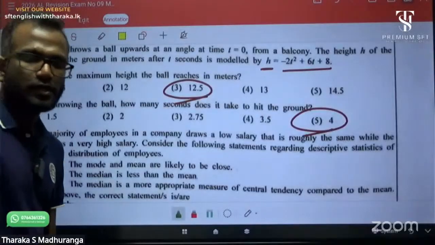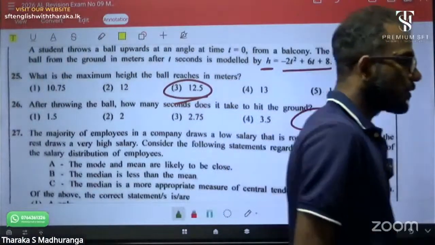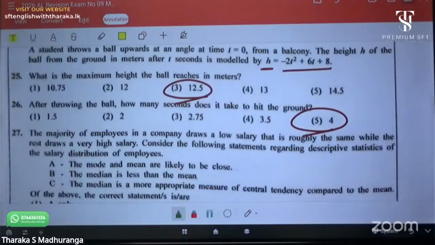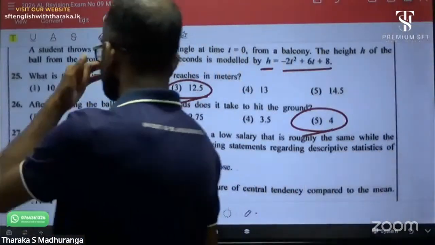Are you good? Very good. Again, please try this question. They are very, very important questions.